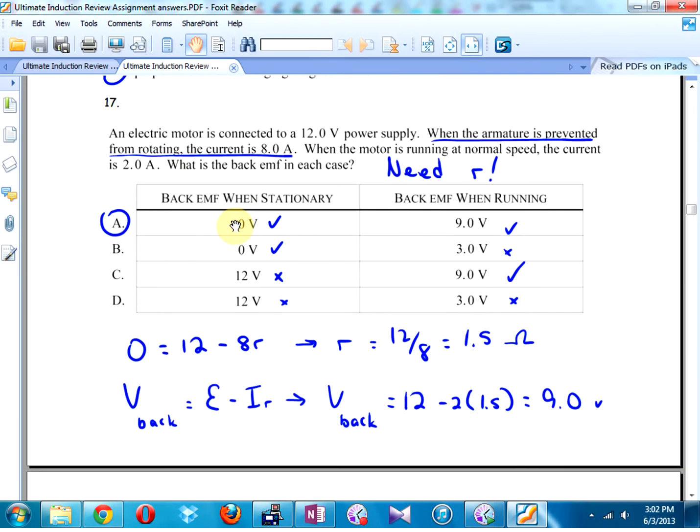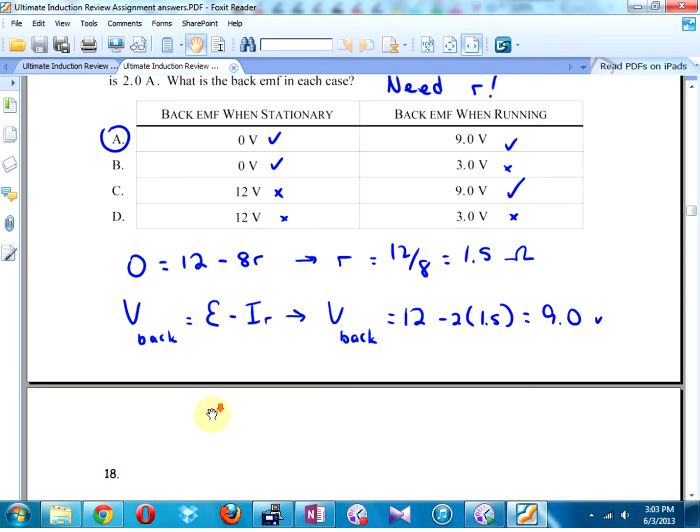So number 17, absolutely, but make this a written question. So here is where I didn't tell you the resistance. You need to notice that when we're not turning, the back EMF is 0, and I can find the internal resistance, and then now I can find the back voltage at speed. Okay?